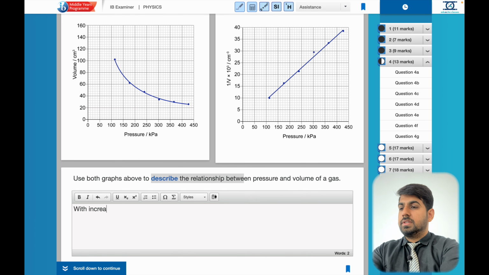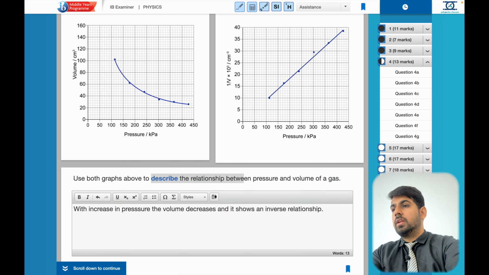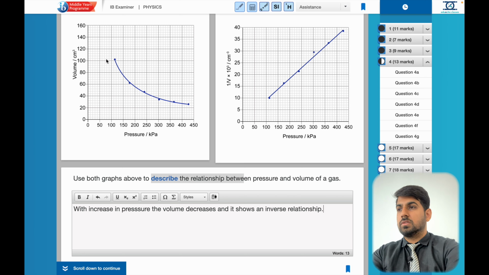with increase in pressure, the volume decreases and it shows an inverse relationship. Now before commenting on that, make sure that you do certain analysis on the graph. Take any 2 points and check if the product of those 2 points on the graph is a constant or not, because to support an inverse relationship, the product of y and x, that is the independent and dependent variable, has to be constant.